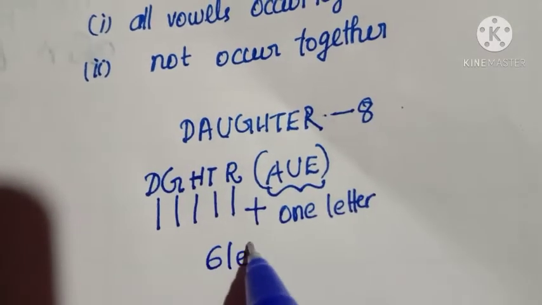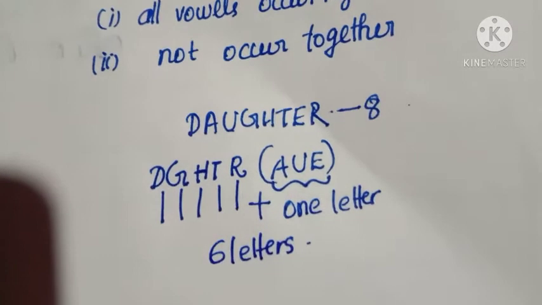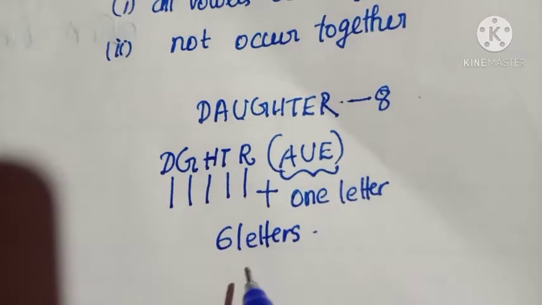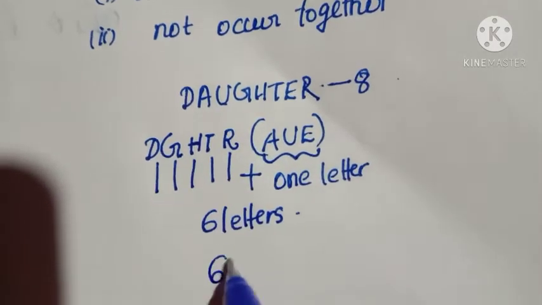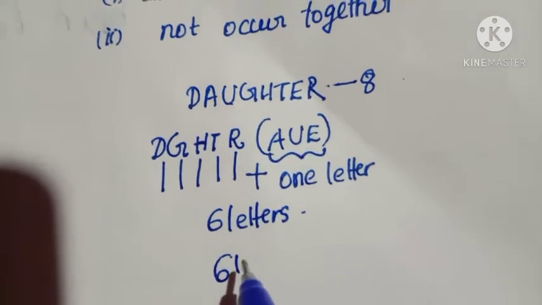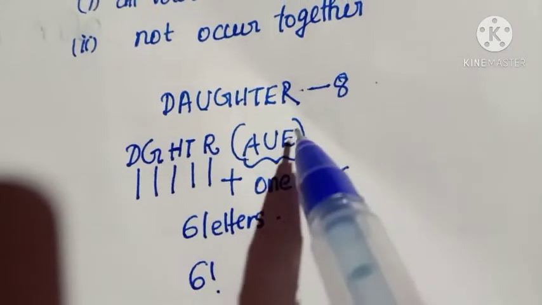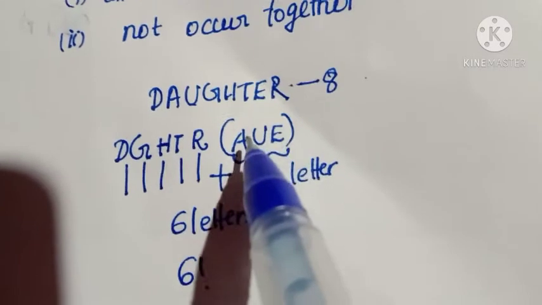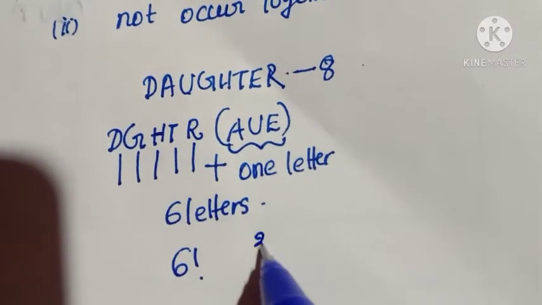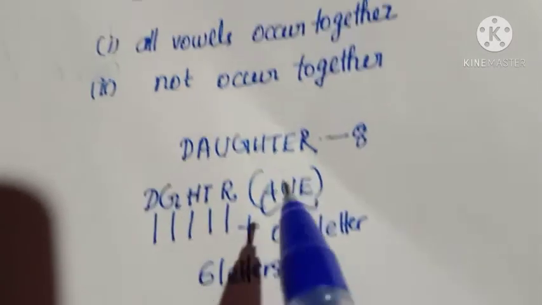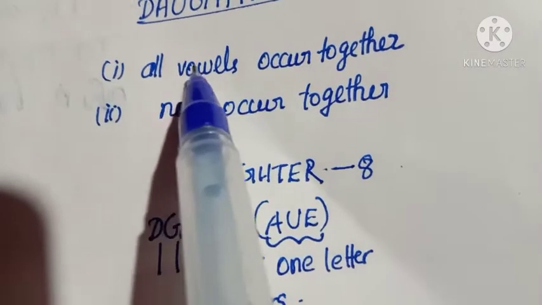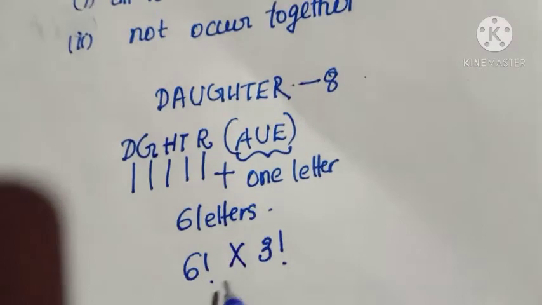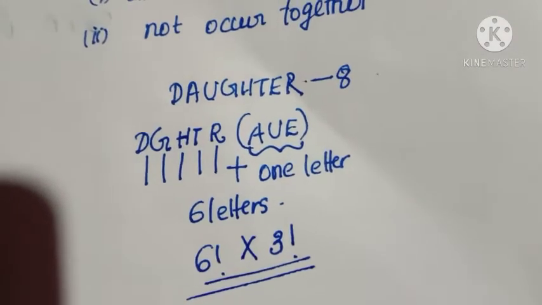So in total we have 6 letters, 6 different letters. These 6 different letters can be arranged in 6 factorial ways. And these 3 vowels are 3 different letters, which can be arranged in 3 factorial ways. So the total number of permutations when all vowels occur together is 6 factorial into 3 factorial.